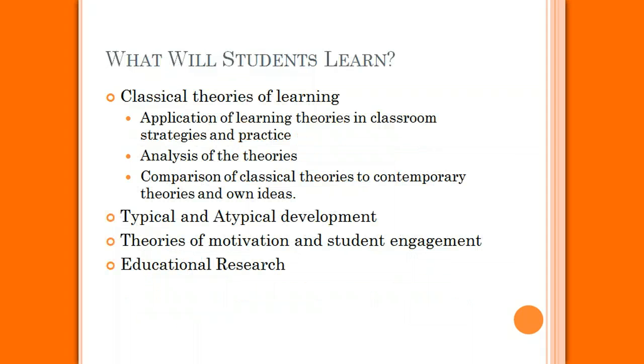Here are just some of the broad topics students will encounter in this course. As mentioned before, students will learn a lot about different theories of cognitive, personality, and social and emotional development. They will read about what is considered typical and atypical in learning and development. They'll learn about theories of motivation, and they will learn about different types of educational research and applications of that research.